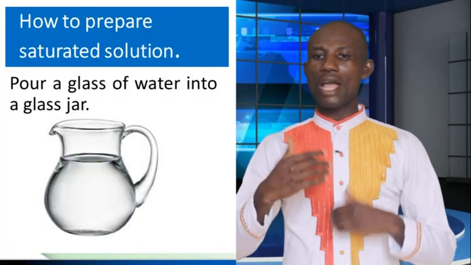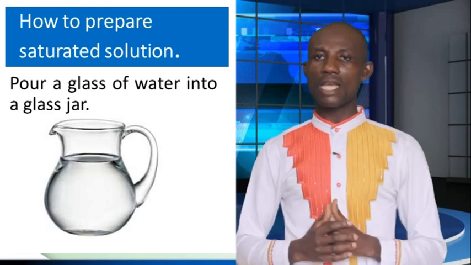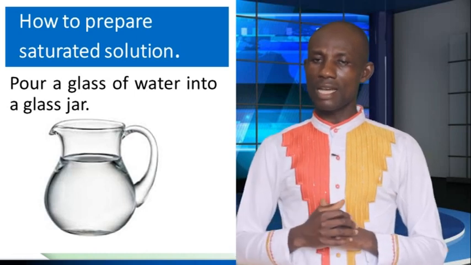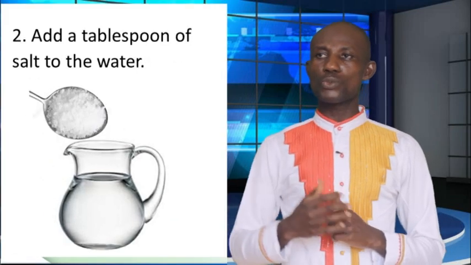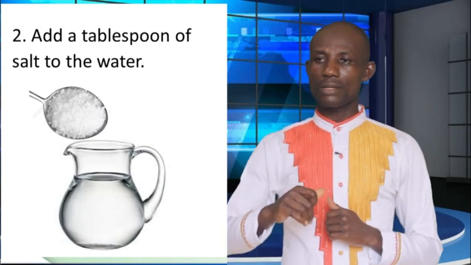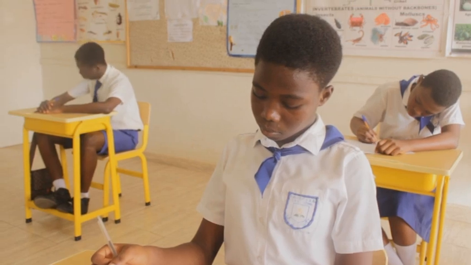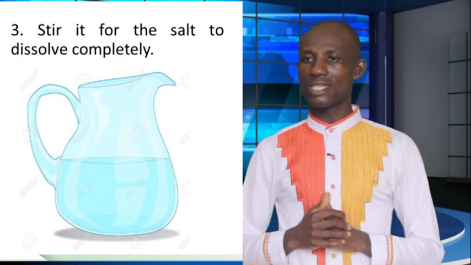So what are the steps? Step 1, pour a glass of water into a glass jar. So we have our water on the screen. A glass of water in the glass jar. Step 2. Put a tablespoon of salt into the water. Then after that, what do we do? Step 3. Stir it for the salt to dissolve completely.